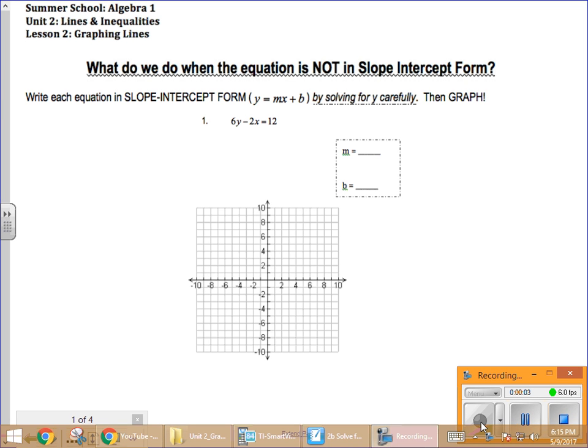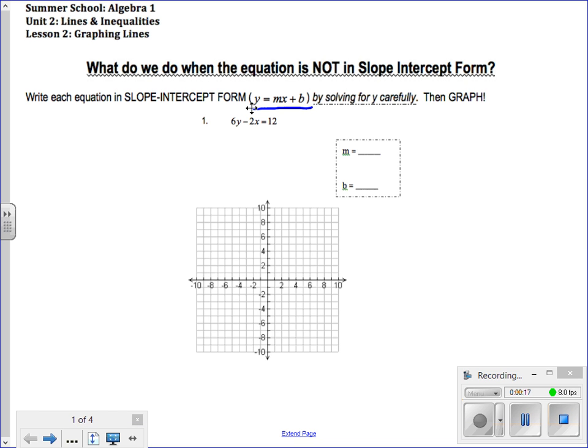This is a video for Algebra 1 Summer School, Unit 2, Lesson 2, Graphing Lines. We're just doing more with graphing lines this time. Last lesson, what we looked at was how to graph lines and write equations of lines in slope-intercept form, y equals mx plus b. A lot of times we are given equations that are already in that setup, but oftentimes, especially in Algebra 1, our equations don't quite look like y equals mx plus b.